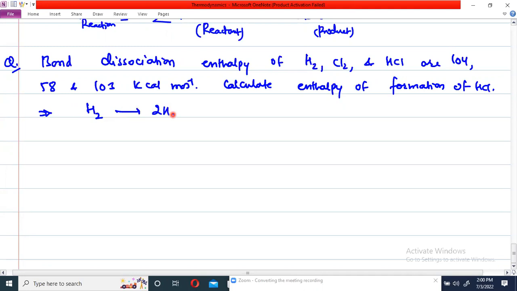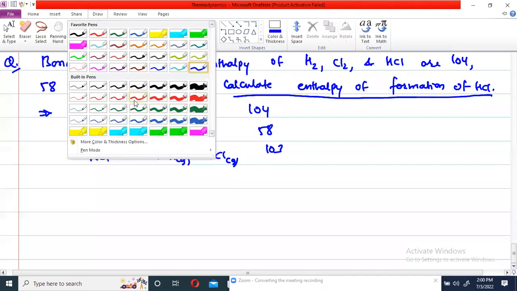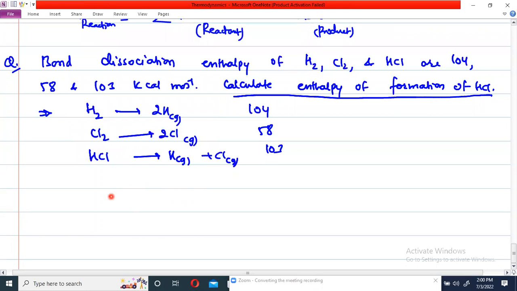H2 converted into 2H in the form of gas, Cl2 converted into 2Cl in the form of gas, HCl converted into hydrogen gas and chlorine gas. For all these, values are given as 104, 58, 103 kilocalorie. Now they are asking the enthalpy of formation of HCl. Formation of HCl means first you write the reaction showing formation of HCl. You know how? H2 plus Cl2 gives HCl.